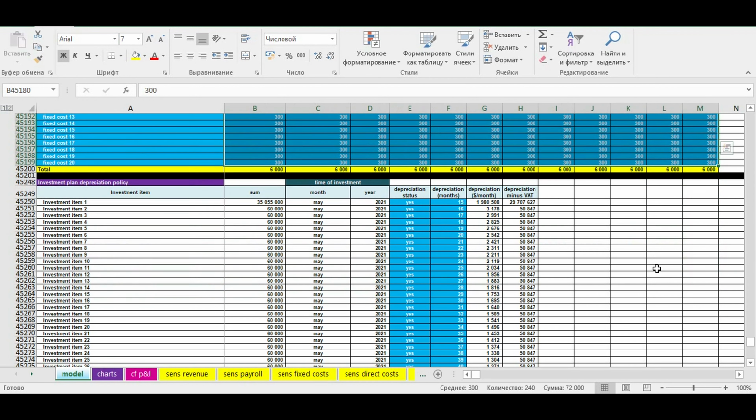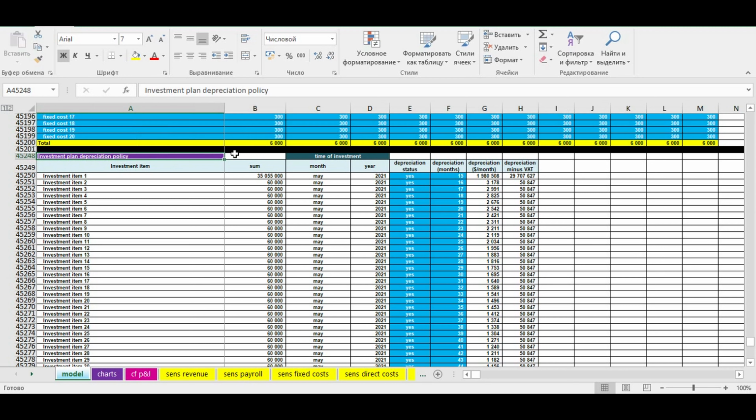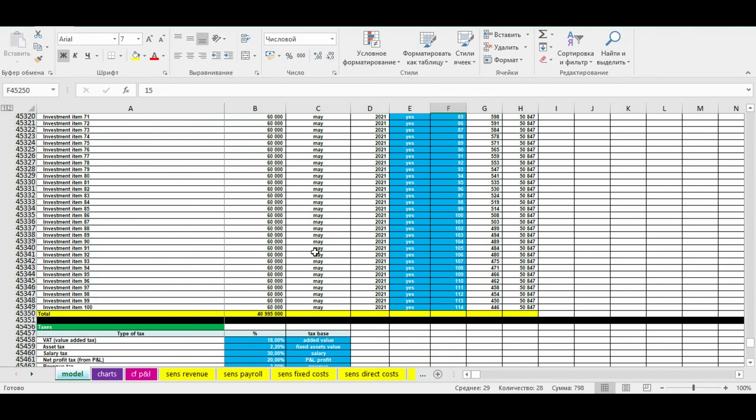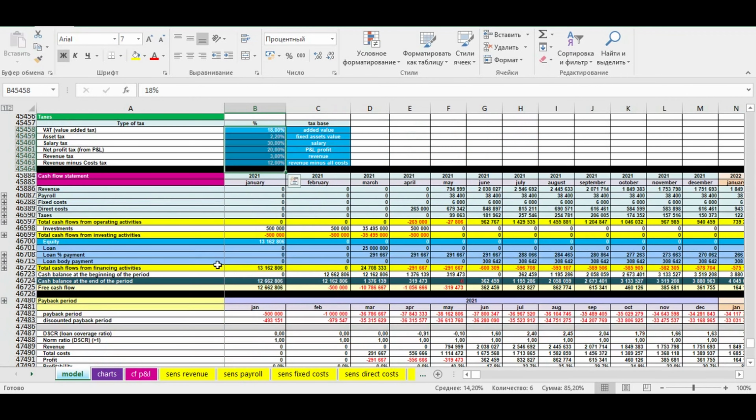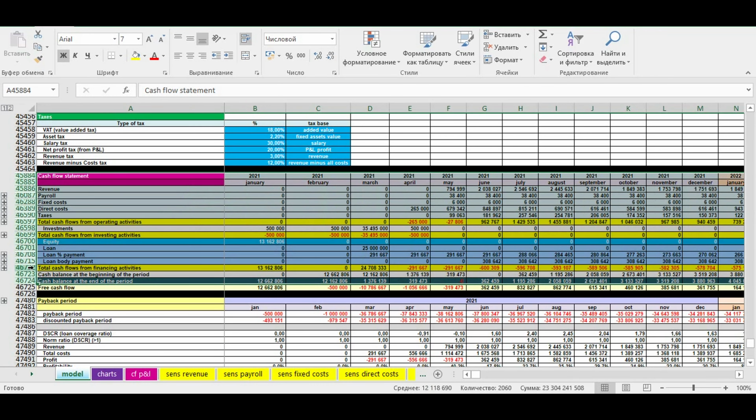Going ahead, we also have a depreciation table. If we have a depreciation for the investment item, we can set a depreciation status and specify the period of depreciation in months. The next block of inputs deals with taxes. You can set the tax rates and move to the cash flow statement, where you will see the results of financial modeling. Cash flow is the main statement where you see financial efficiency of your business idea.